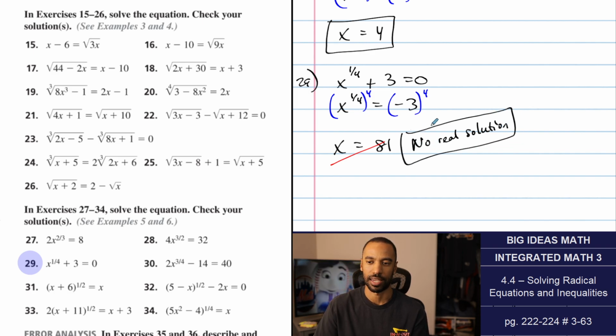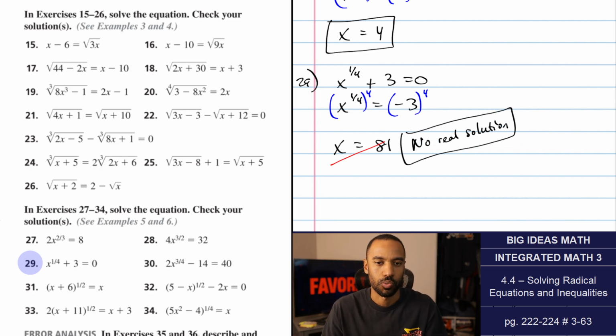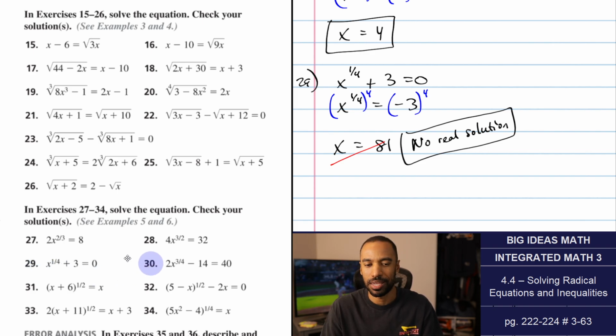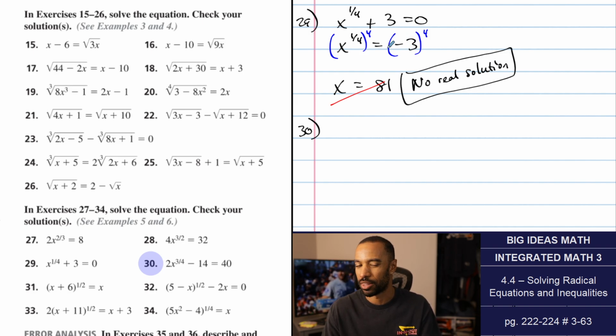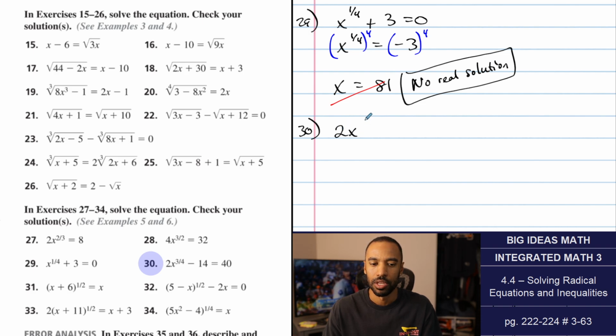No real solution in that case, right? That's where the difference lies. Again, there aren't going to be, to my extreme knowledge of this, and I really got to think over that before I say this as a certainty, but as long as that thing is positive on this side, I'm not going to bother doing a double check for it. We should be good. 2x to the 3/4 minus 14 equals 40, number 30.